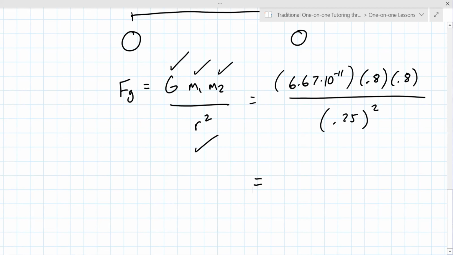Let me know when you get your final answer for that. Oh, 6.83008 E negative 10. Yes. Good. All right, so let's try another one.